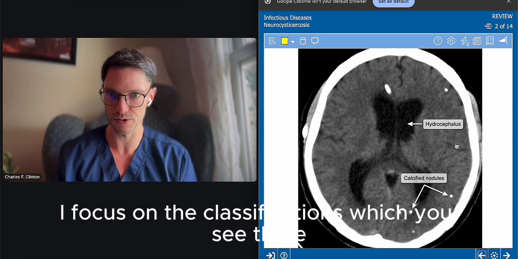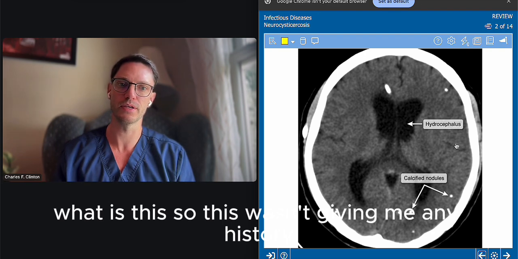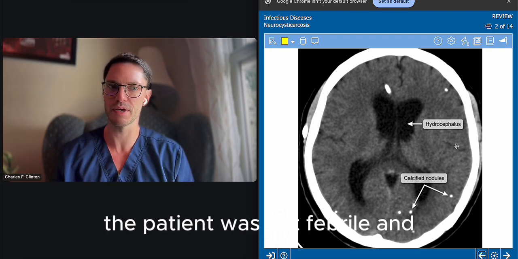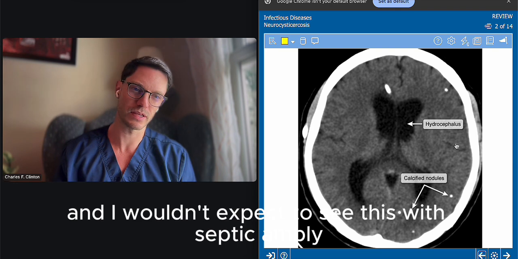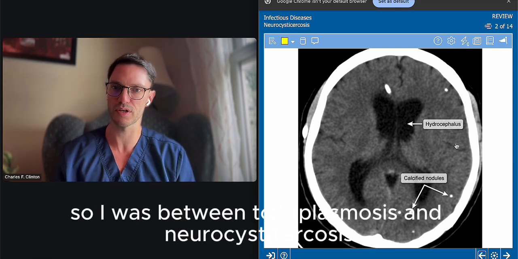I focused on the calcifications, which you see there, several calcifications. And I thought to myself, okay, what is this? So this wasn't giving me any history concerning for septic emboli. The patient was not febrile, and I wouldn't expect to see this with septic emboli because it looks too circumscribed. So I was between toxoplasmosis and neurocysticercosis.